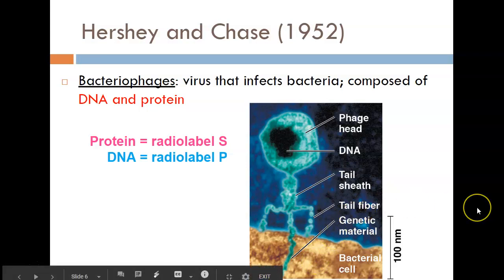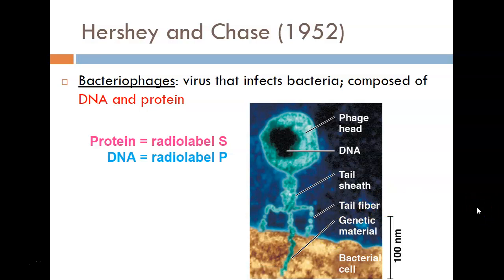So what they were able to do is actually label these different components. They labeled proteins that were made by the virus, and then they also labeled the DNA, and they could actually see where it went.